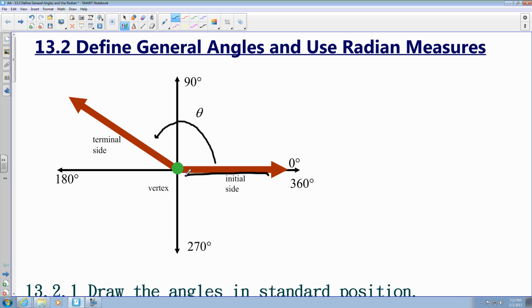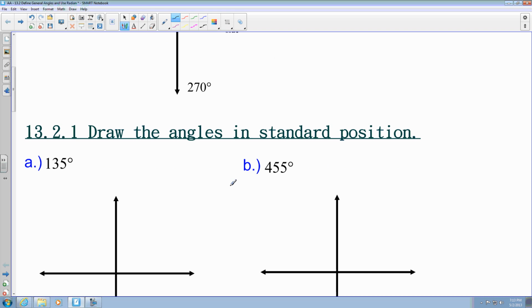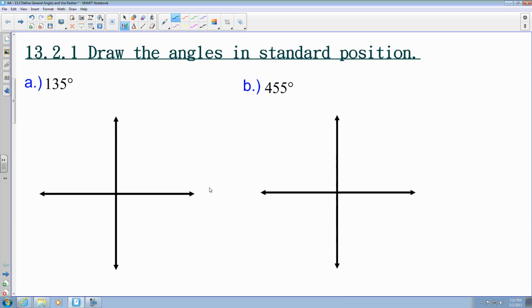So that being said, I want us to be able to draw angles in their standard positions. So we have 135 degrees. Now, what I do know is that each quadrant represents 90 degrees. So this makes it 90, this makes it 180, this makes it 270, and then this brings it back to 360.